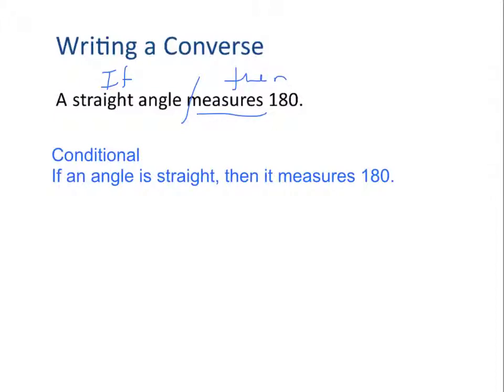A straight angle measures 180 degrees. That's the sentence we start with. The conditional: if an angle is straight, then it, notice the "it" in the second part, measures 180 degrees.